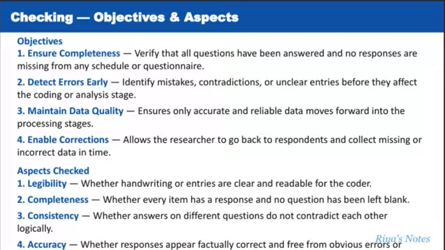3. Maintain data quality. Ensures only accurate and reliable data moves forward into the processing stages. 4. Enable corrections. Allows the researcher to go back to respondents and collect missing or incorrect data in time. Aspects checked. 1. Legibility, whether handwriting or entries are clear and readable for the coder.